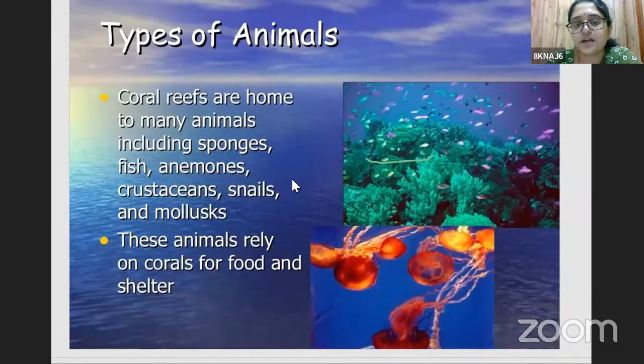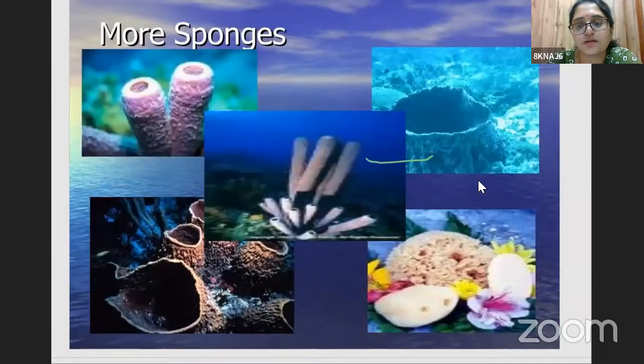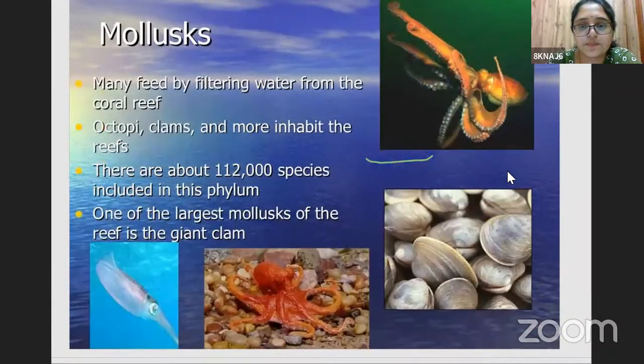Different types of animals include the sponges, fishes, crustaceans, snails and mollusks, which rely on the corals for food and shelter. And sponges, we have already seen them. They grow almost up to 6 feet in diameter. The primitive ones live attached to surfaces. Again, more sponges. These are the cnidarians. We have just seen about them in the last class.